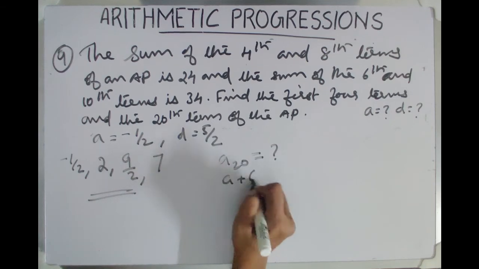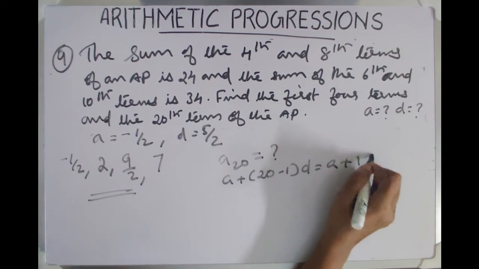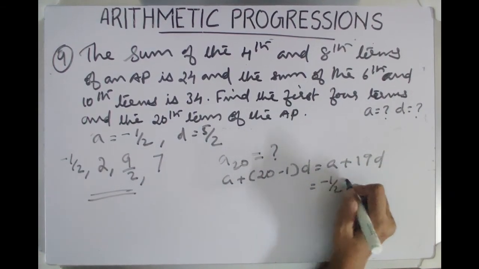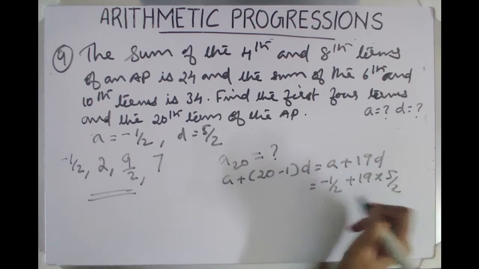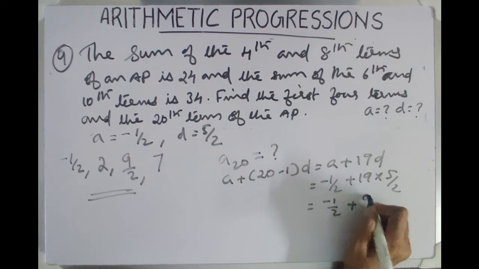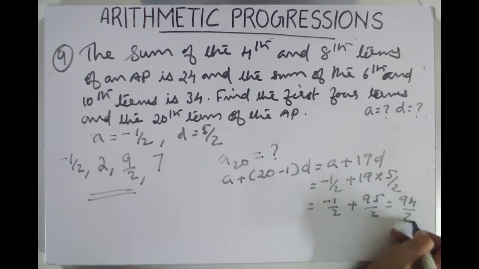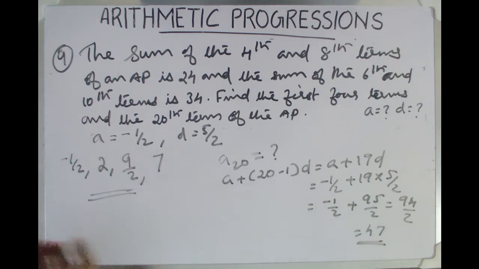That is, a20 is a plus 20 minus 1 into d, equal to a plus 19d. Here a is minus 1 by 2, plus 19 into d, which is 5 by 2. This is equal to minus 1 by 2 plus 95 by 2, equal to 94 by 2, equal to 47. So the 20th term is 47 here.